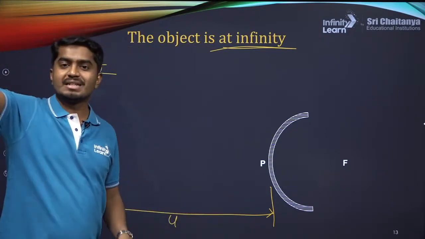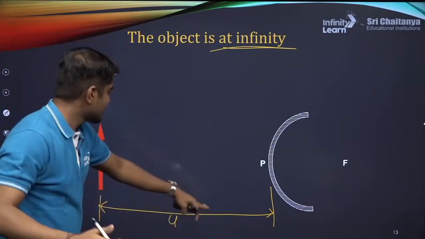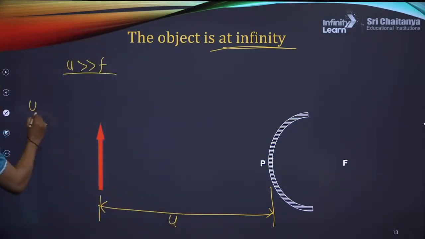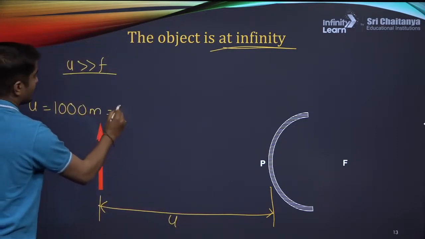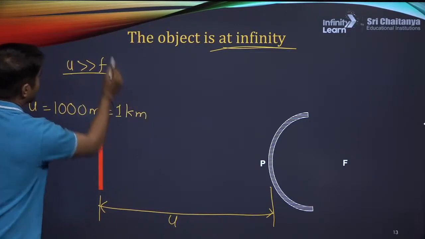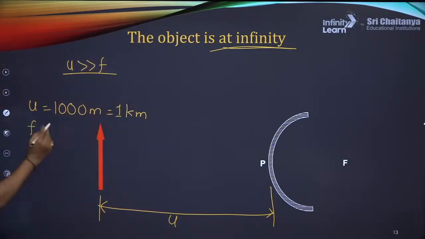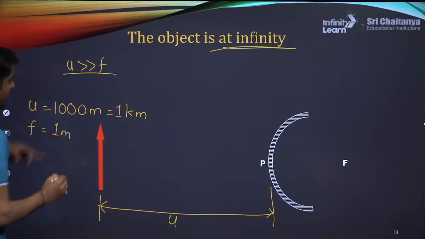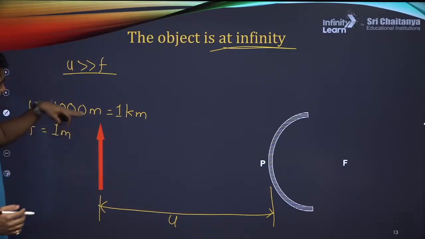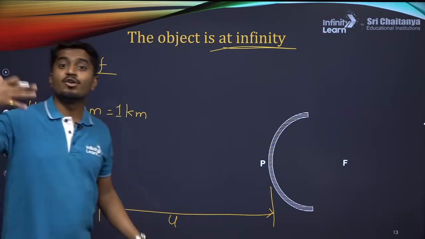एक कोई तो बड़ा सा ट्री है, let's suppose u is 1000 meters. That is nothing but 1 kilometer. And the focal length, अगर मान लो focal length इस मिरर का है 1 meter. So compared to 1 meter, this 1000 meter is also infinity.